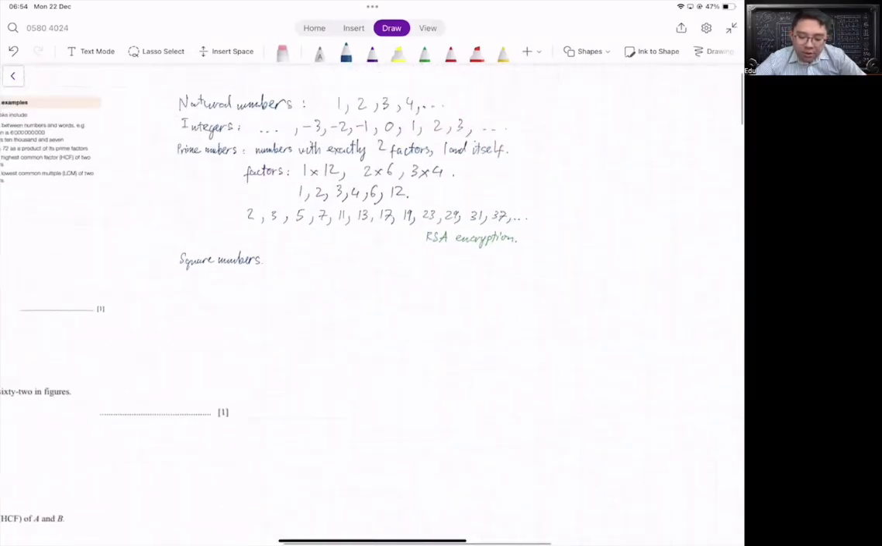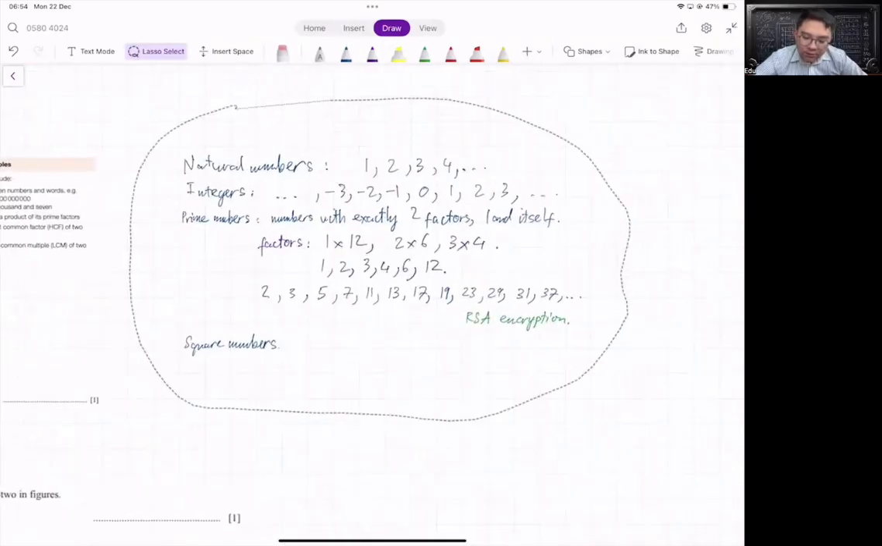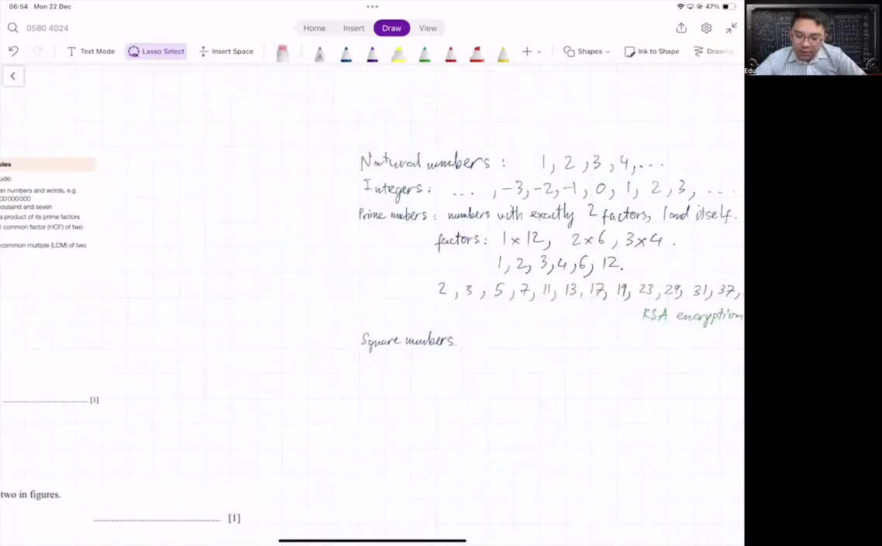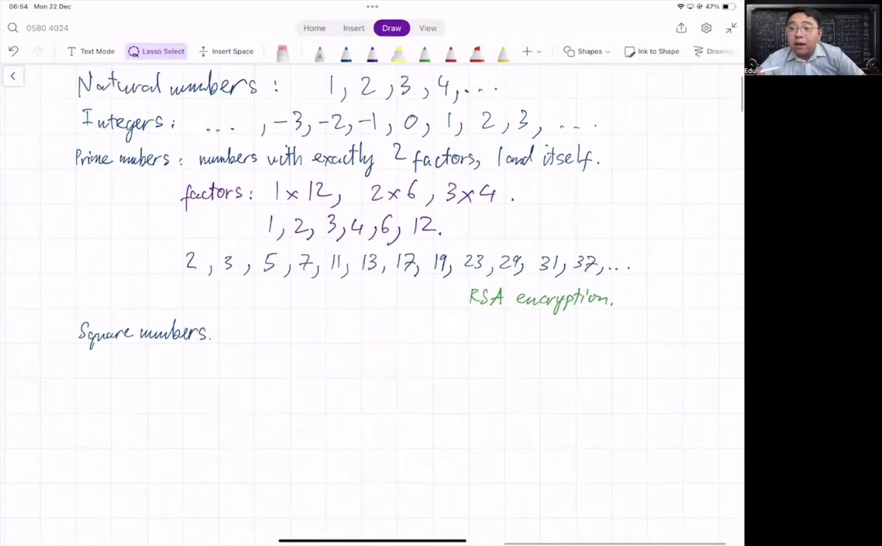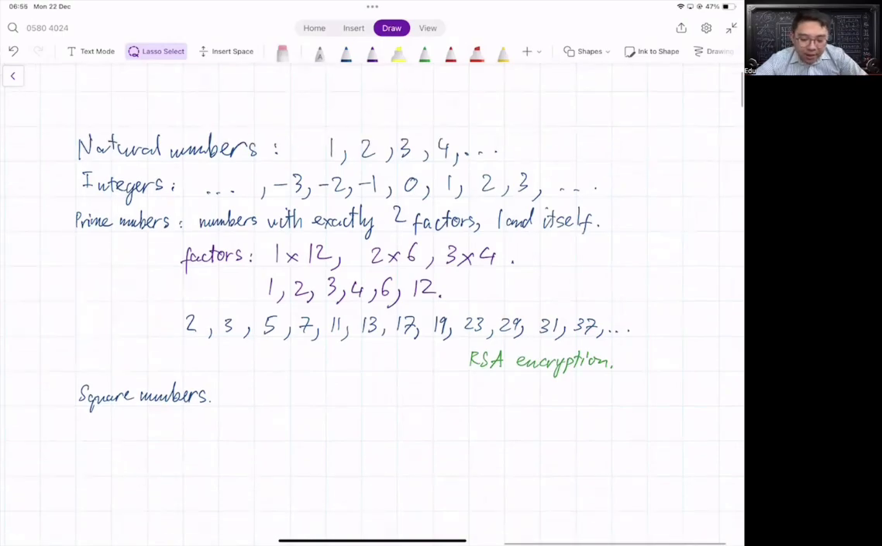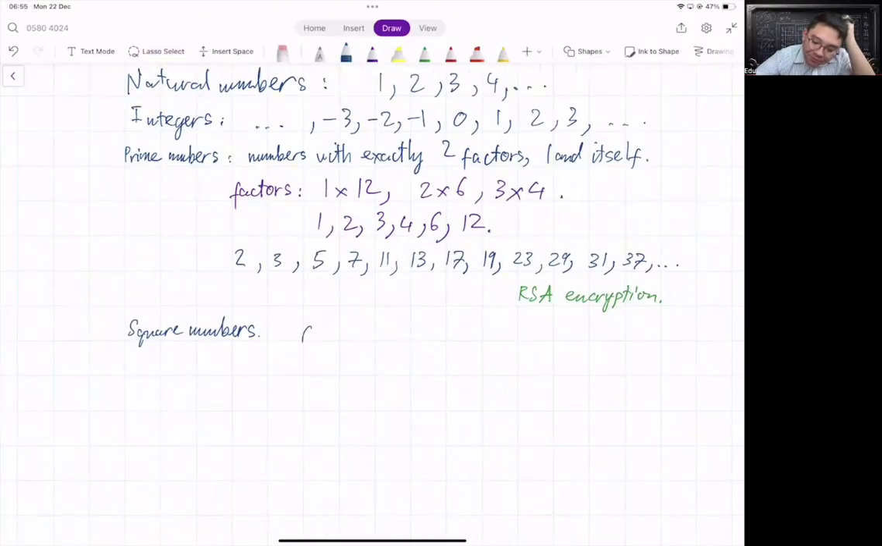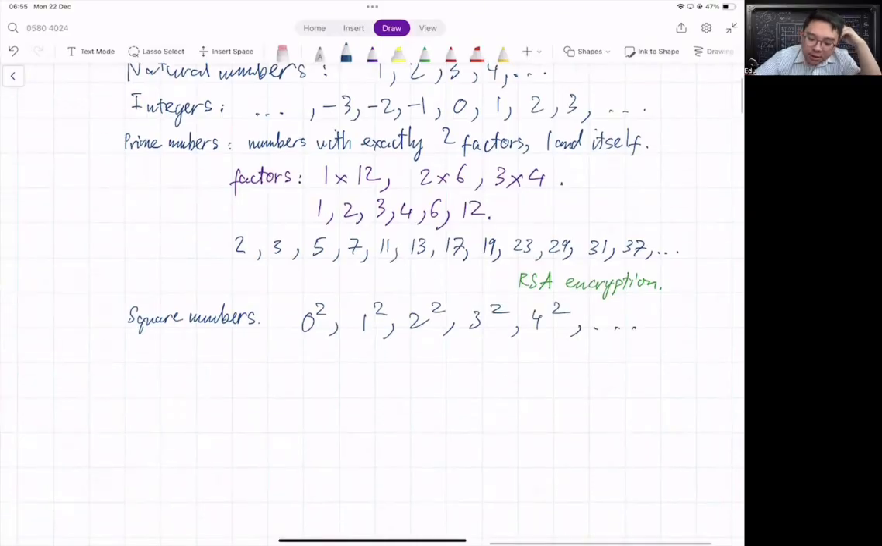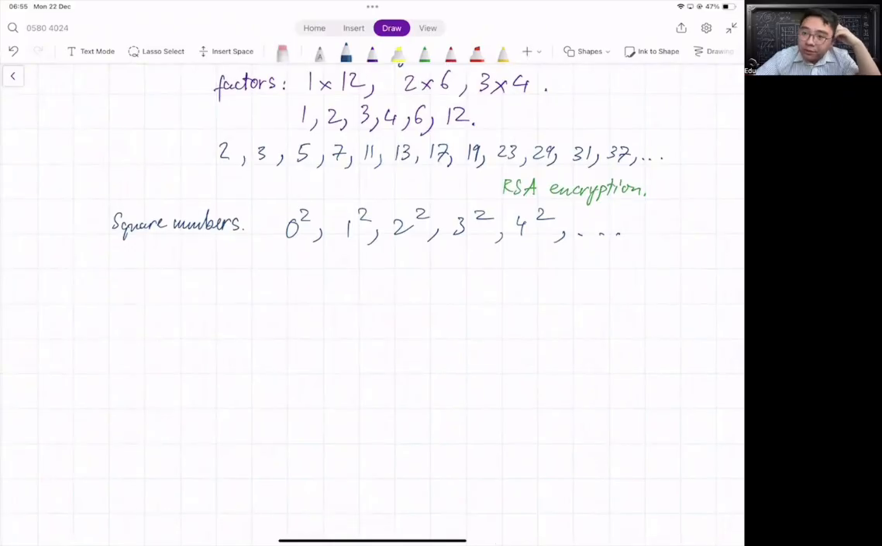Okay, so what are square numbers? Square numbers are the numbers that are the product of a square of a natural number or an integer. All right. Let's say 0 squared, 1 squared, 2 squared, 3 squared, 4 squared. Actually, what are these exactly in terms of geometrical interpretation?